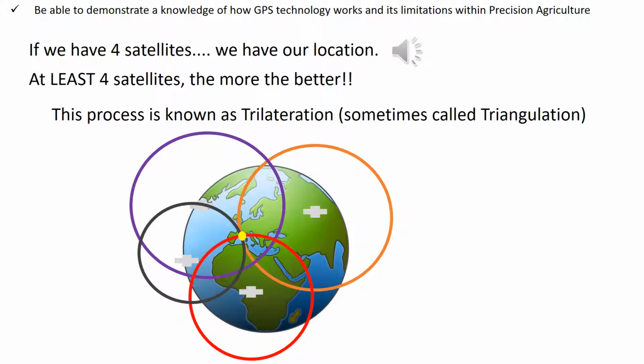A fourth satellite allows us to connect with one of those 2 points identified by the third satellite. This will give us our exact location. Hence, to determine our GPS location, we need at least 4 satellites. More than 4 is better. The more satellites we have, the more precise our location will be.